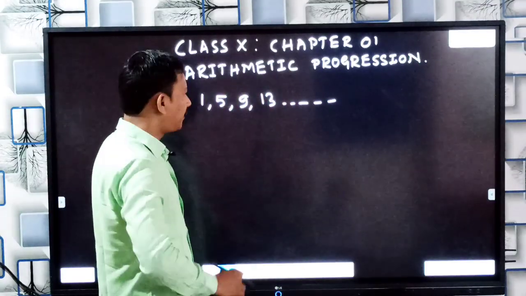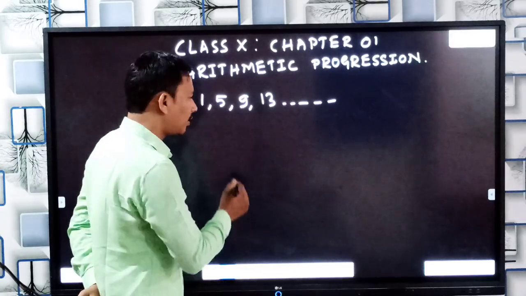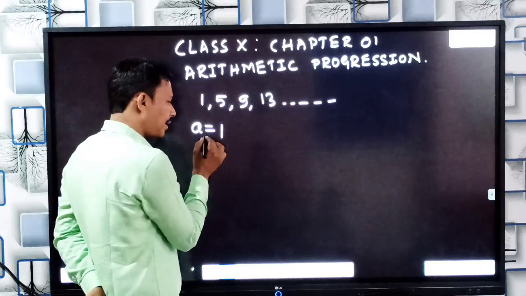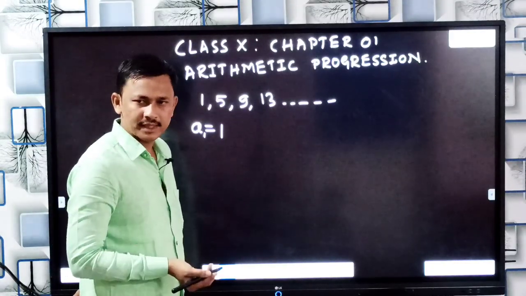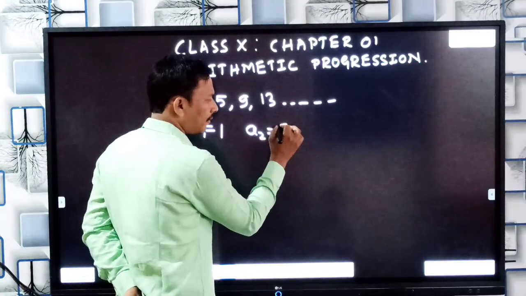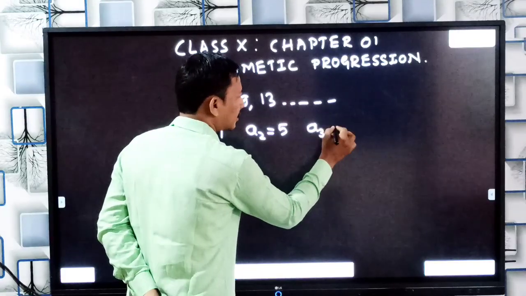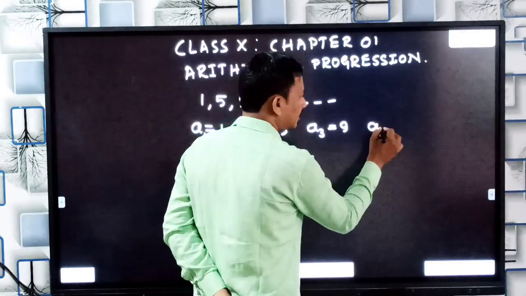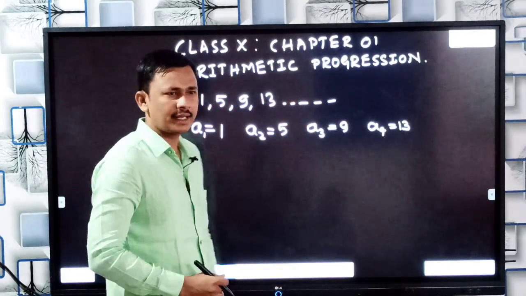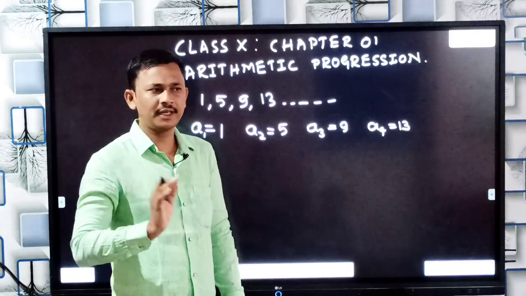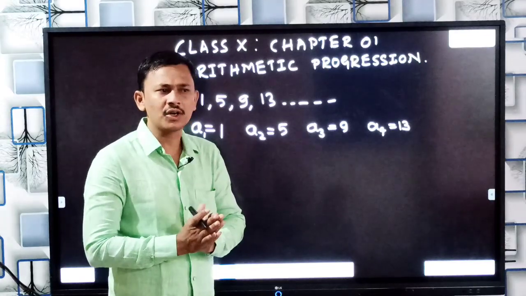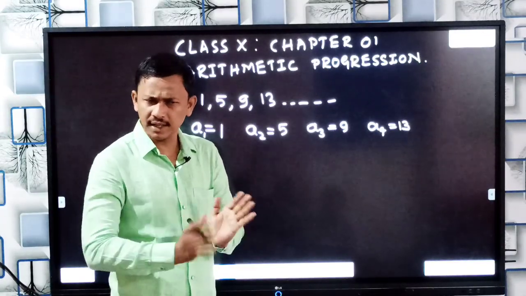Here, what is the first term? A is equal to 1. A can be written as A1 also. A is nothing but A1 only. Then what is A2, the second term here? 5. What is the third term? 9. What is the fourth term? 13. We need to check whether it is an AP or not. For that, we need to find out the common difference between any two consecutive numbers.